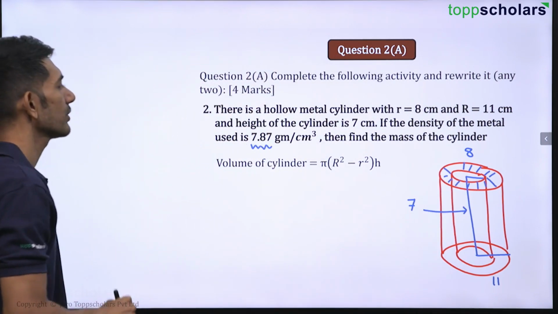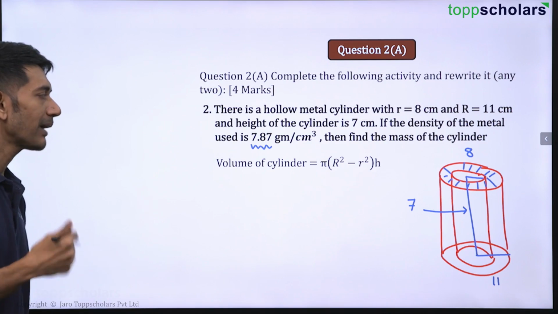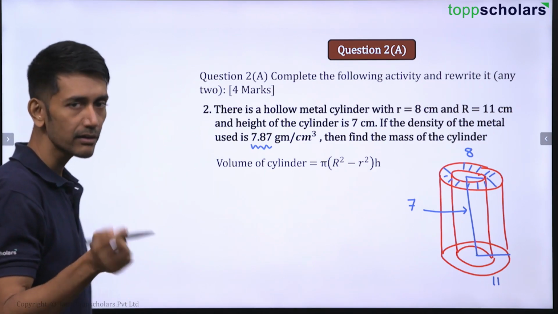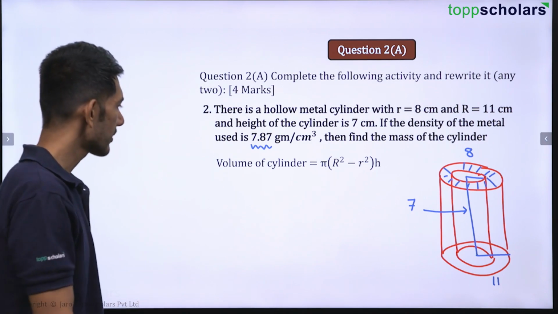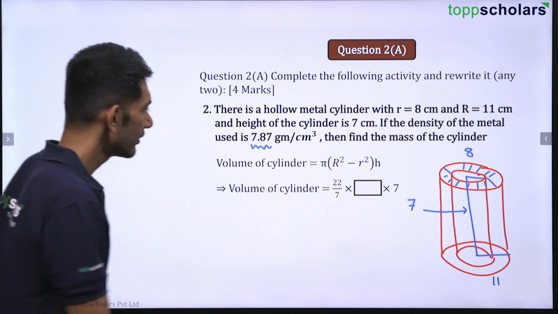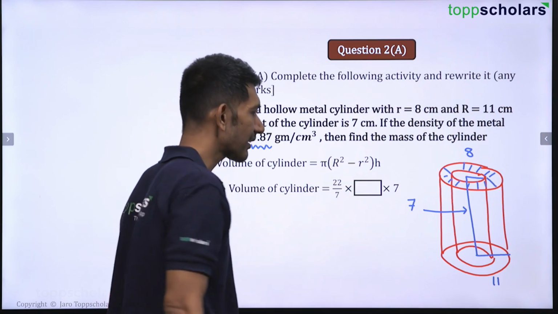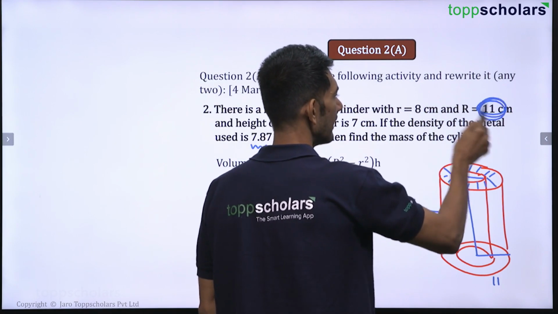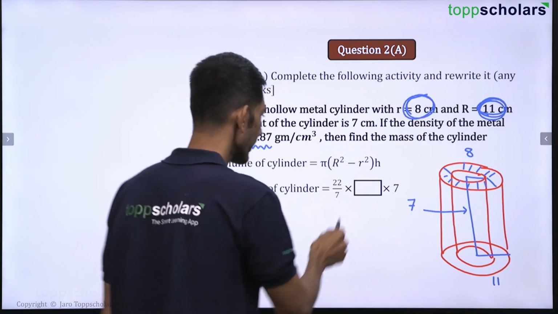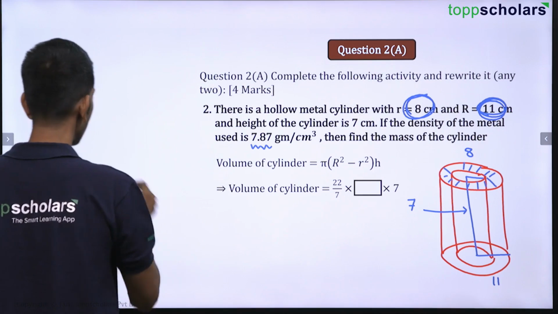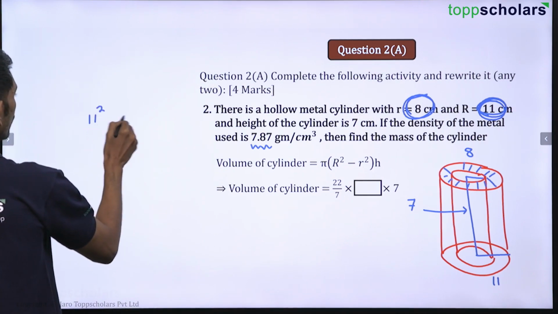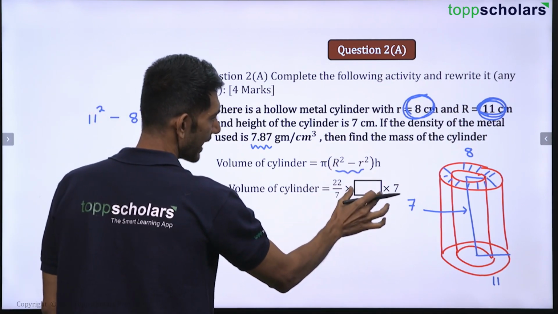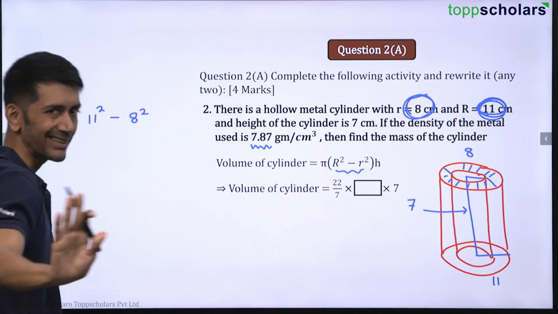So volume of the hollow cylinder is pi into R square minus r square into h, where capital R is the radius of the outer cylinder, small r is the radius of the inner cylinder. So volume of the cylinder is 22 by 7, R square minus r square. So can I say R square minus r square is nothing but 11 square minus 8 square. So inside that box you will have 11 square minus 8 square. Just see this and copy it as it is, putting the values there. That's it, nothing much.